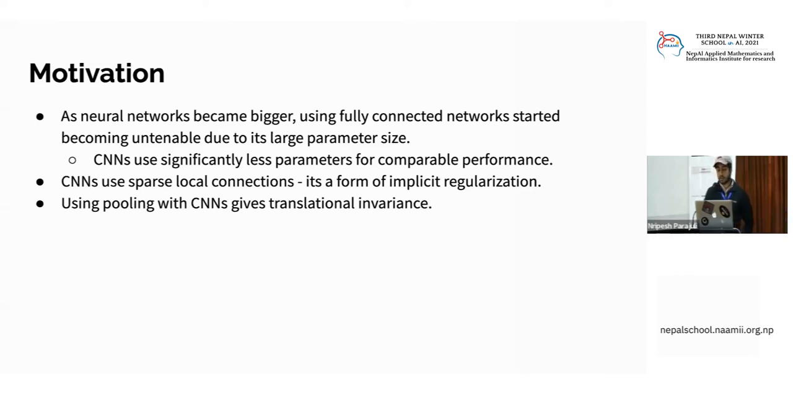So CNNs use sparse local connections, and it's a form of implicit regularization. So what does that mean? Again, if we know from signal processing or some other more classical examples, remember how in linear regression, who has heard of the term L2 norm regularization or L1 norm regularization? Okay, can somebody tell me? All right, tell me, yeah, here.